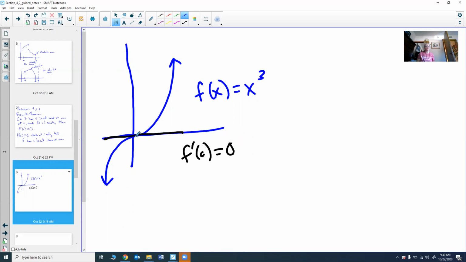So this is what this theorem is saying. If it was a local max or min, we know the derivative would be 0 there. But because it's not a local max or min, even though the derivative is 0, it's not necessarily a local max or min.